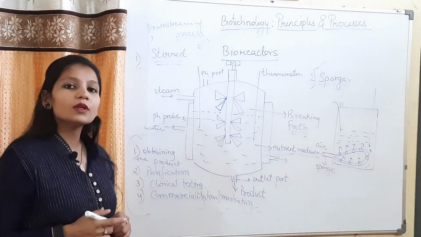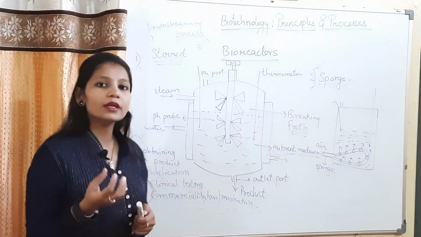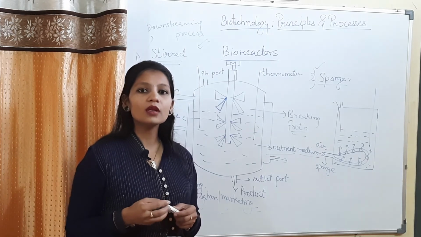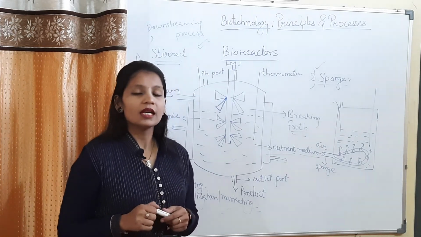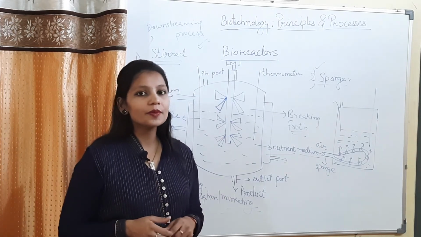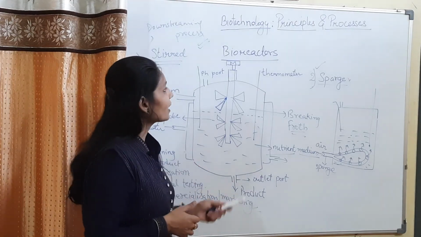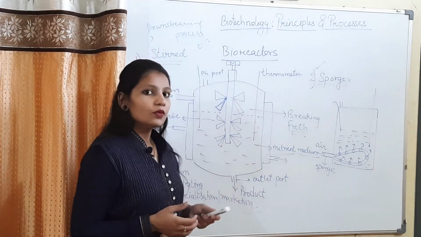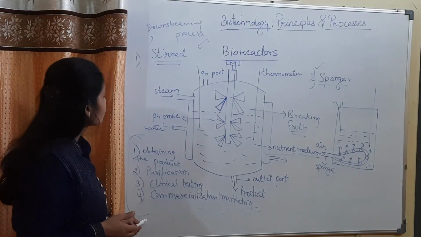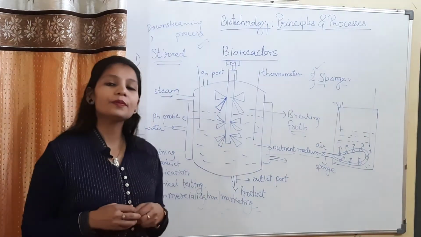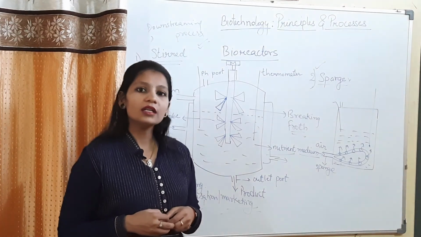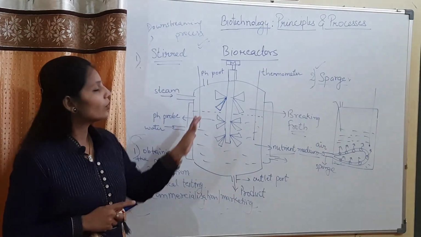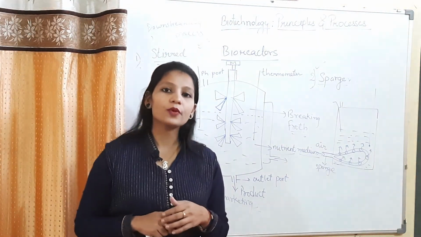In small scale, you can culture the bacteria in the lab also, but that is just for the experimentation process. If you have to commercialize the product, you have to use the bioreactors, either stirred or sparge, and then we have to go through these downstreaming processes, and then our product is ready for marketing. So this is all about the bioreactor and the downstreaming process.